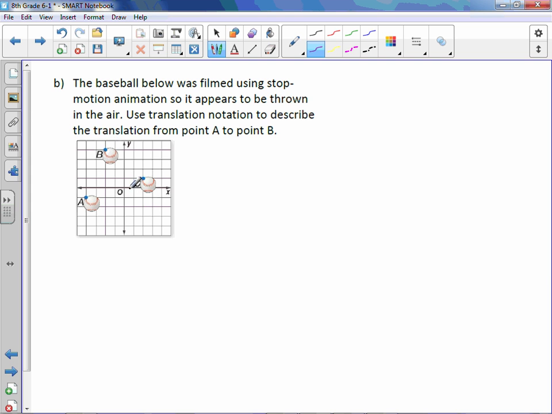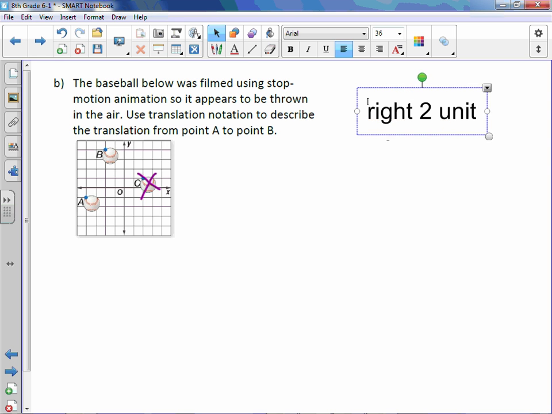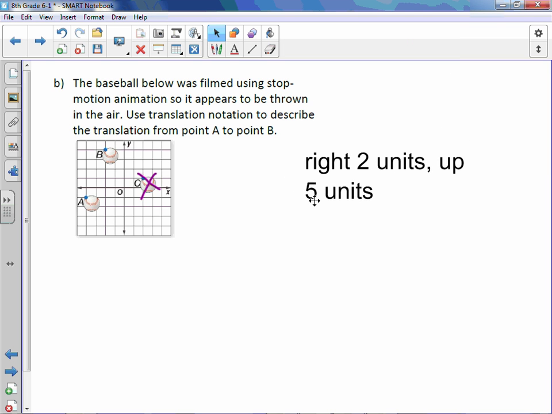I'm only concerned with A to B. I am not concerned with C in this problem. Okay, so we need to figure out how did we get from A to B. Well, we went right 2 and up 1, 2, 3, 4, 5. So again, that's right 2 units and up 5 units. That's the first way we can show it. So again, right 2, up 5.